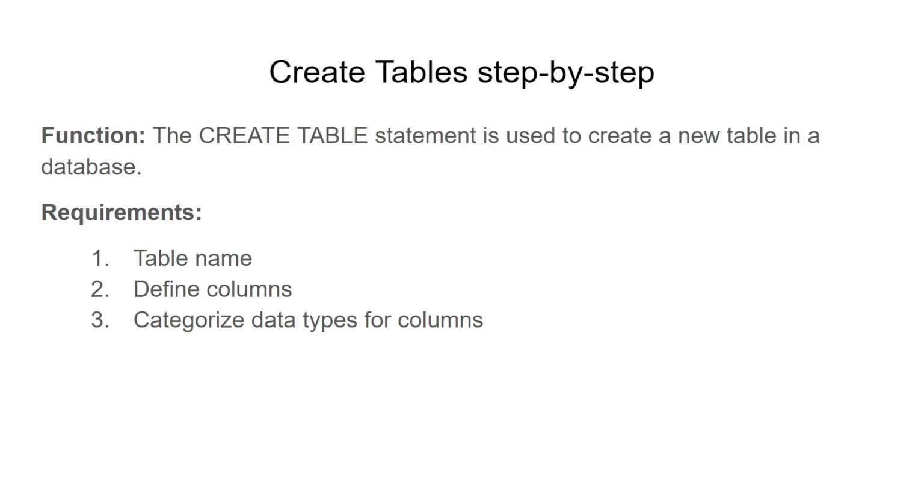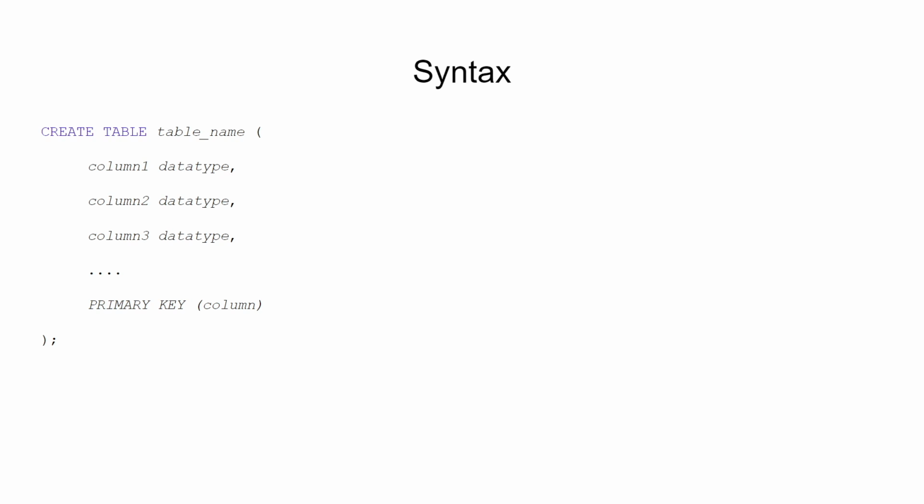Creating a database is like buying a house, but creating a table is like buying furniture in your house. To do so, you have to fulfill three requirements. The first is you have to define your table name. Second, define columns. And third, categorize data types for your columns. And here is a syntax example.